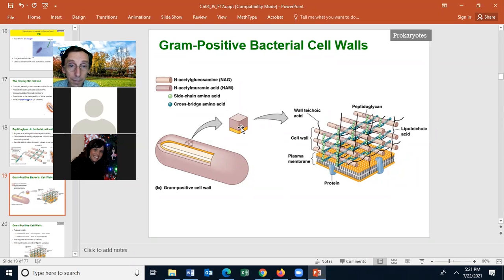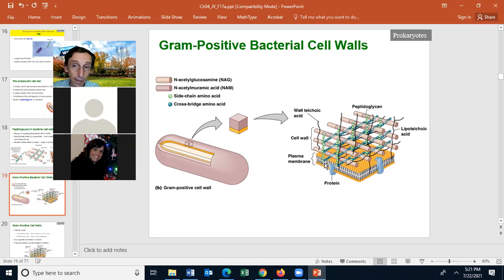When we look at that peptidoglycan layer, all it is is layer upon layer of the two sugars hooked together with short peptide chains. And that's the main molecule of the cell wall.